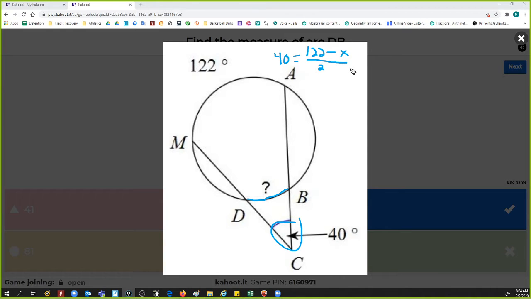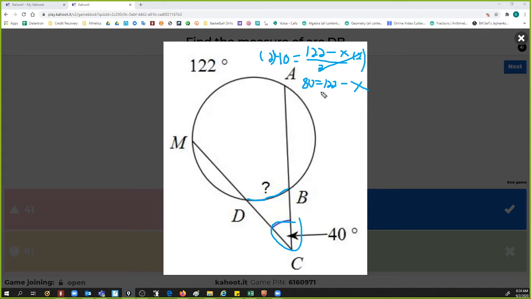What would be the first step? Multiply. Yeah, multiply, very good. Times 2 times 2. So we get 80 is equal to 122 minus x. What's the next step? Subtract both. Subtract what on both sides? What do I subtract on both sides?